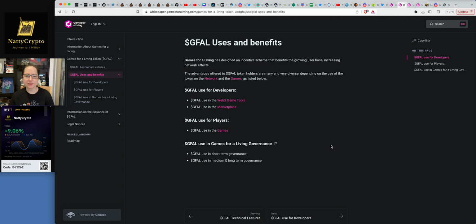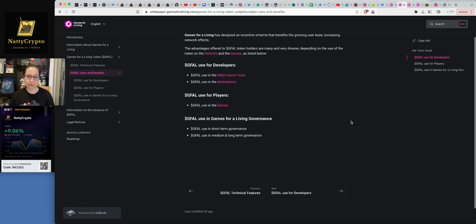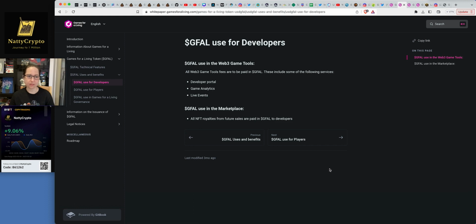Games for a Living has designed an incentive scheme that benefits the growing user base, increasing network effects. The advantages offered to GFAL token holders are many and very diverse, depending on the use of the network. Use of the token on the network and the games listed below: use for development, use of Web3 game tools, use in the marketplace, use in the games for the players, short term use, and also governance.